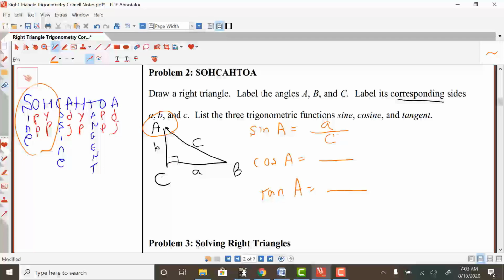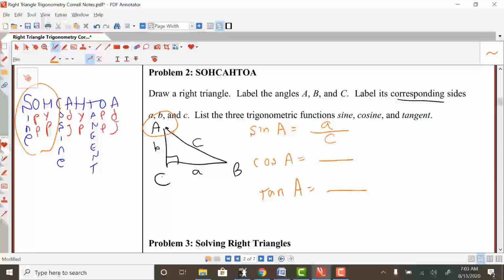Notice how I say this, sine of A. Not sin A, sine of A. This is a function, but we don't write it like in traditional function notation. This is not multiplication. This is a function.